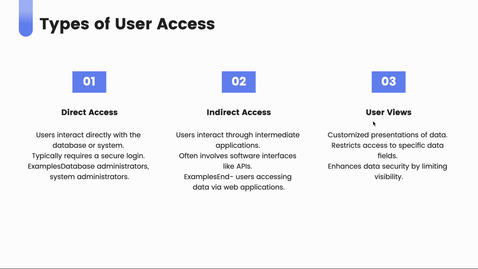And the second one is indirect access. Users interact through intermediate applications, often involving software interfaces like APIs. Examples: end users accessing data via web applications. And the last user access is user view. It provides customized presentations of data, restricts access to specific data fields, and enhances data security by limiting visibility.